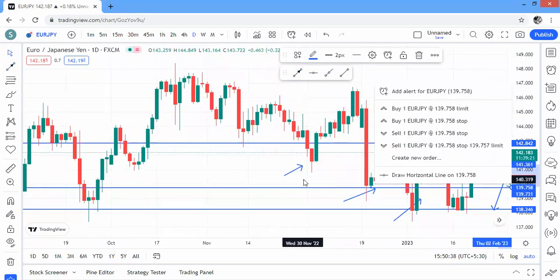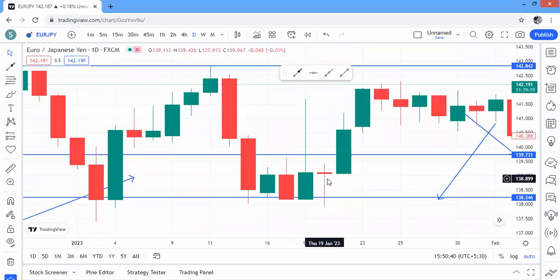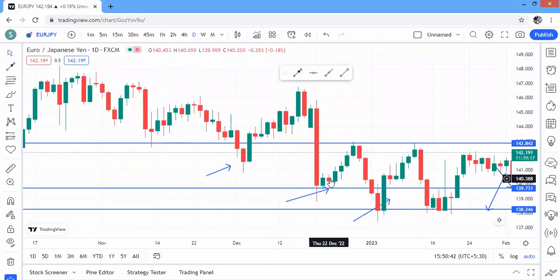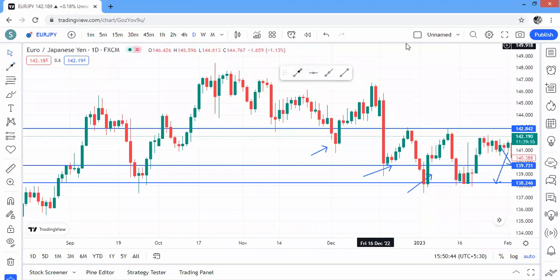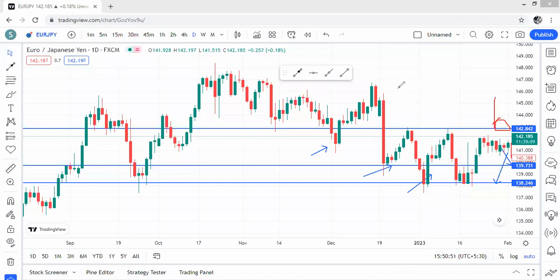Or what can also happen in this forex market is price can either break this point to go back up. Now, let me show you one thing, guys. I want you to realize one thing.